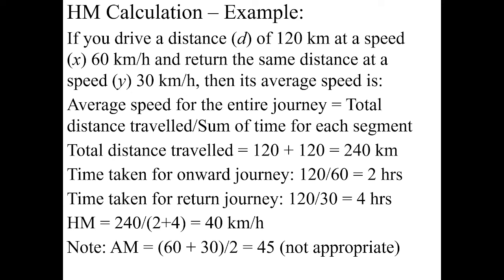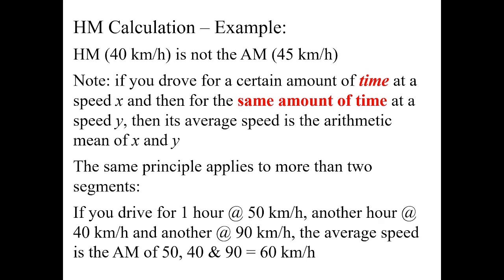So total distance travelled 240 divided by total time taken 6 hours gives the harmonic mean of 40 kilometers per hour. If you had taken an arithmetic mean of the speeds, it would have been 45, which is not appropriate.